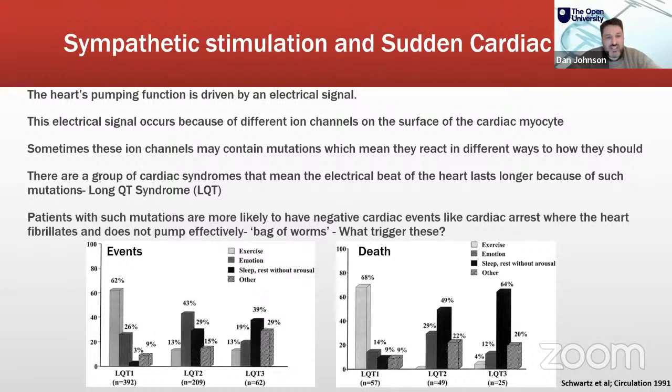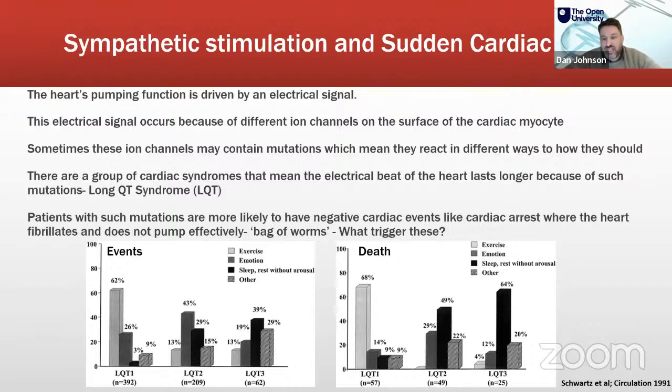A definition that's always stuck with me from my undergraduate days was what is called a bag of worms. If you think about a bag full of worms, you see them wriggling around. So it's not contracting completely like this, but it's going a little bit like this. So it's not able to push the blood into the aorta and around the body as it should be. And there are multiple things that trigger this.